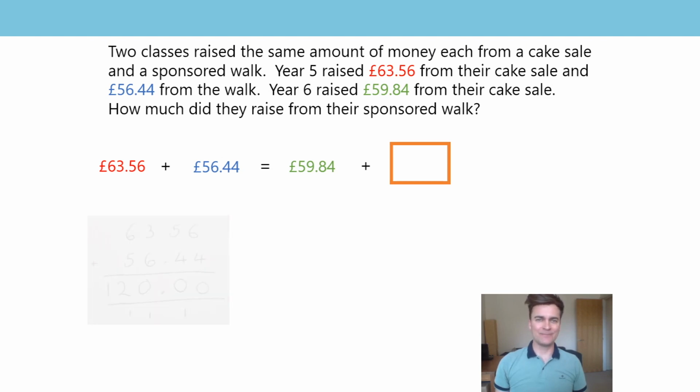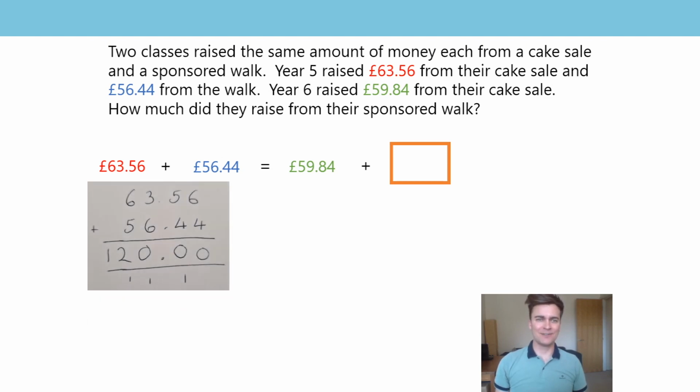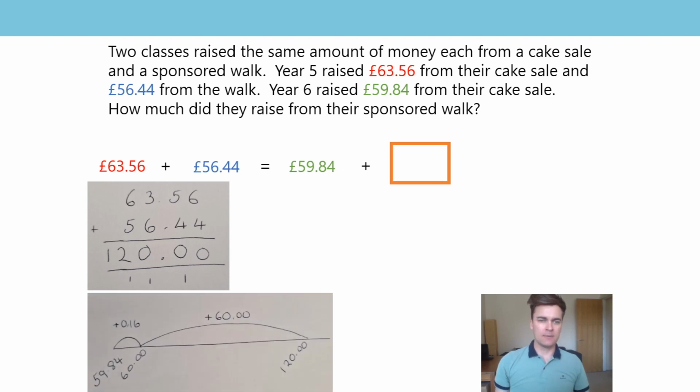This is how I did it. I added the two known addends from the left-hand side, found the sum of £120. Now I know that the sum on each side must be the same value. So £59.84 add the unknown addend must equal 120. I used a number line to find the orange addend.